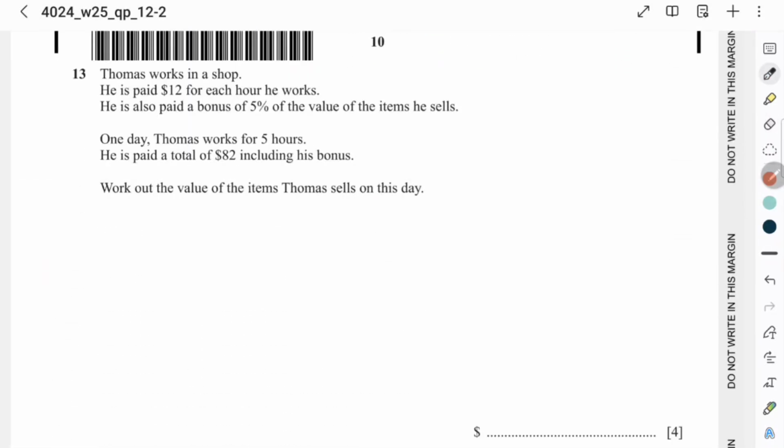So question number 13 we are doing. Thomas works in a shop. He's paid $12 for each hour he works. So $12 is the amount he's getting for 1 hour. And he is also paid a bonus of 5% of the value of the items he sells.